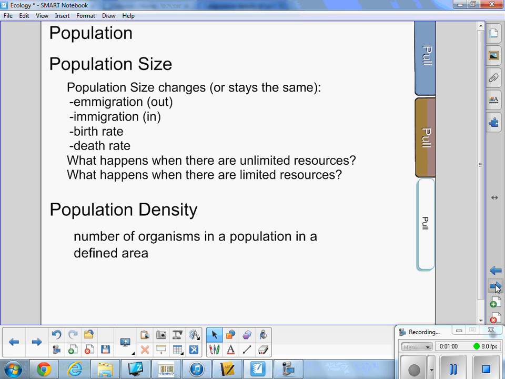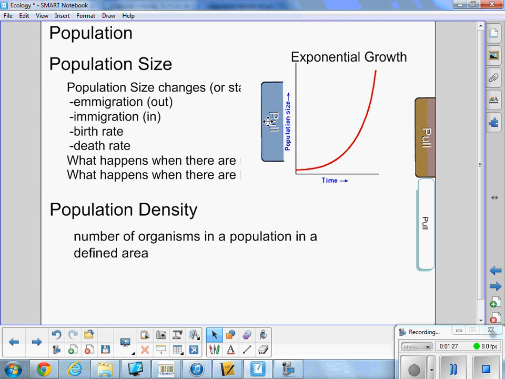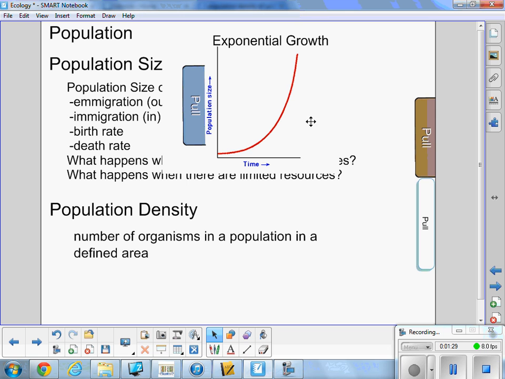But some things that cause a population to change in size is due to emigration, which is organisms moving out of the population. Another is immigration, which means that they are moving into the population, so you'll see an increase in population size. And then we have birth rate and death rate. So what happens if there are unlimited resources and these organisms can continue to grow and produce more offspring? We'll actually see something called exponential growth. And exponential growth is when your population increases in size because there's nothing that's going to limit the growth.